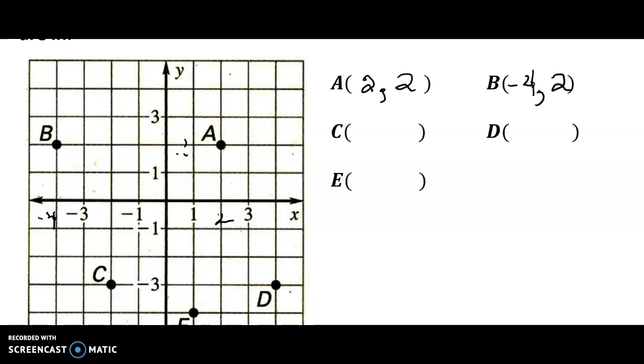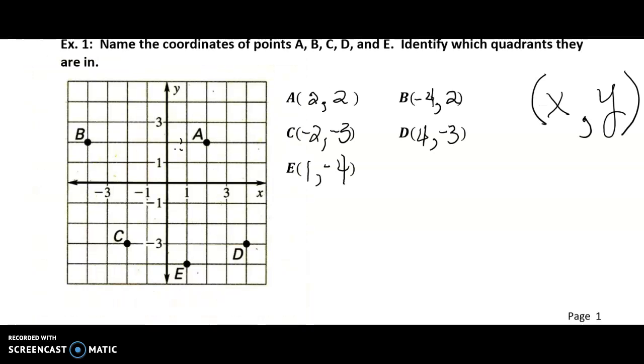So let me give you some time here to see if you can figure out the coordinates for C, D, and E. Well, how did you do? All right, so for C, you should have -2, -3 for the coordinates. For D, 4, -3. And for point E, 1, -4.